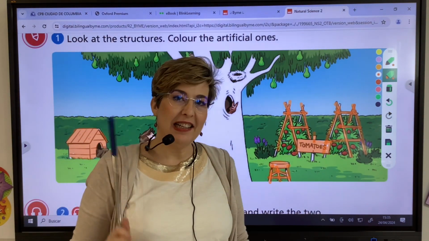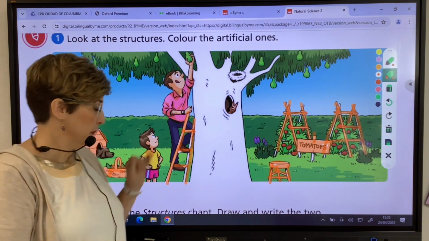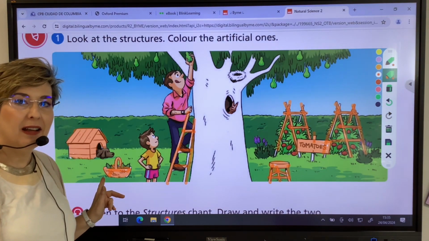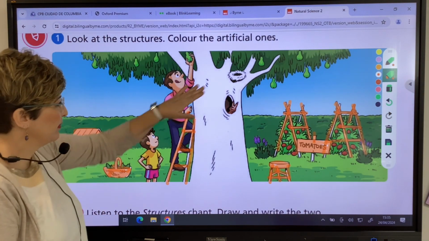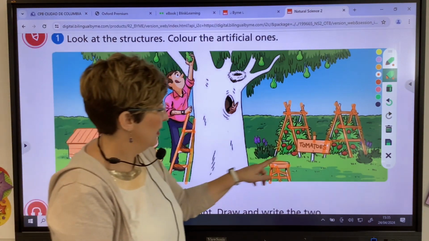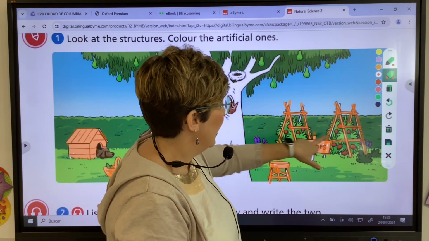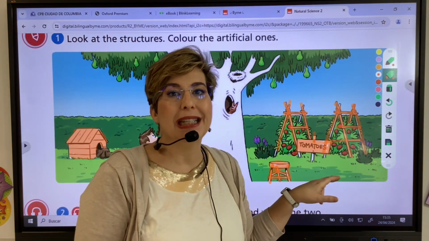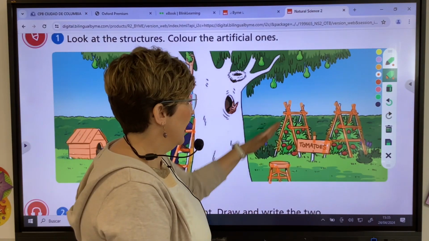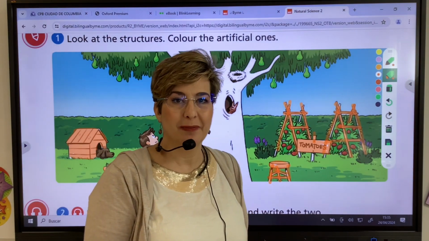And listen and repeat. Dog's house. A basket. A ladder. A stool. A tomato plant sign. And a tomato plant support.